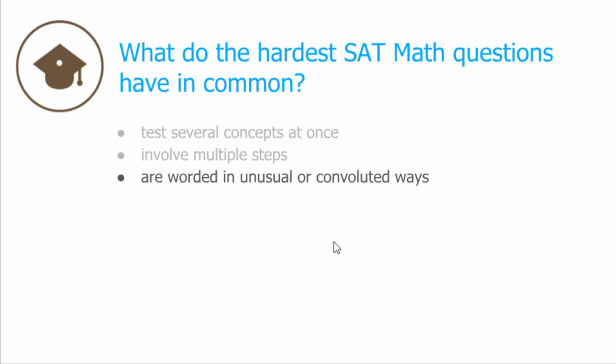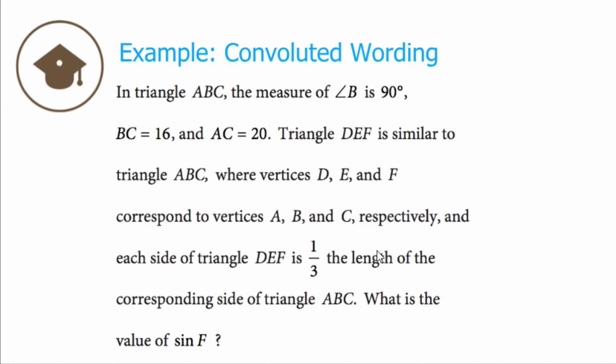unusual or convoluted ways. If you're not sure what that means, take a look at this question. The first thing we notice is it's pretty lengthy, right? There's a bunch of words here, which already makes it pretty difficult, but we see a bunch of weird stuff. This is a geometry question, and there's no diagram. Yikes. That means that this is already not presented in the most convenient way.